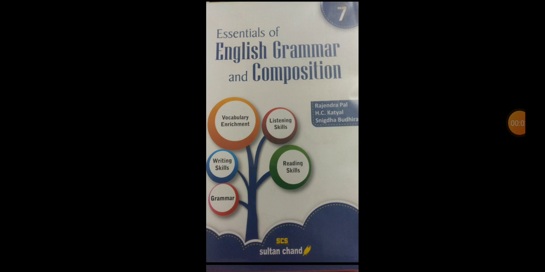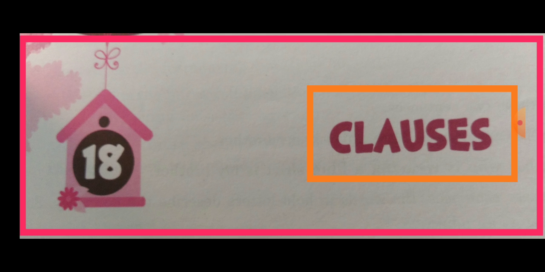Today we will continue chapter number 18 of our English grammar book, Essentials of English Grammar and Composition. The name of the chapter is Clauses. As we know the definition of clause, a group of words which contains a subject and a finite verb is known as a clause. It may or may not convey a complete sense, but the required condition is that it must contain a subject and one finite verb.